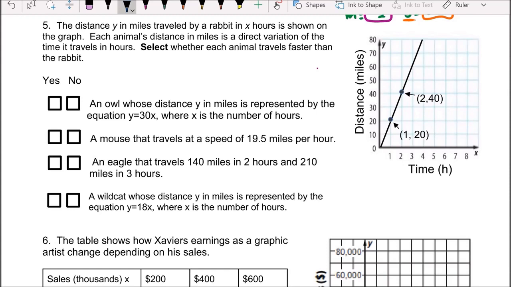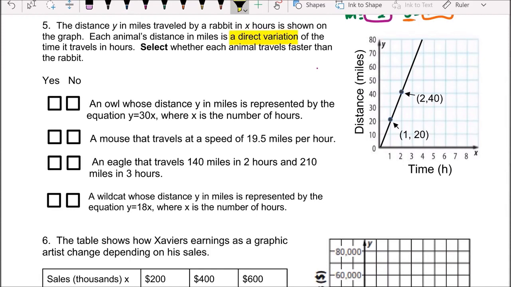Okay, number 5. The distance y in miles traveled by a rabbit in x hours is shown on the graph. Each animal's distance in miles is a direct variation of the time it's traveled in hours. Select whether each animal travels faster than the rabbit. So we need to know the following. First of all, direct variation.